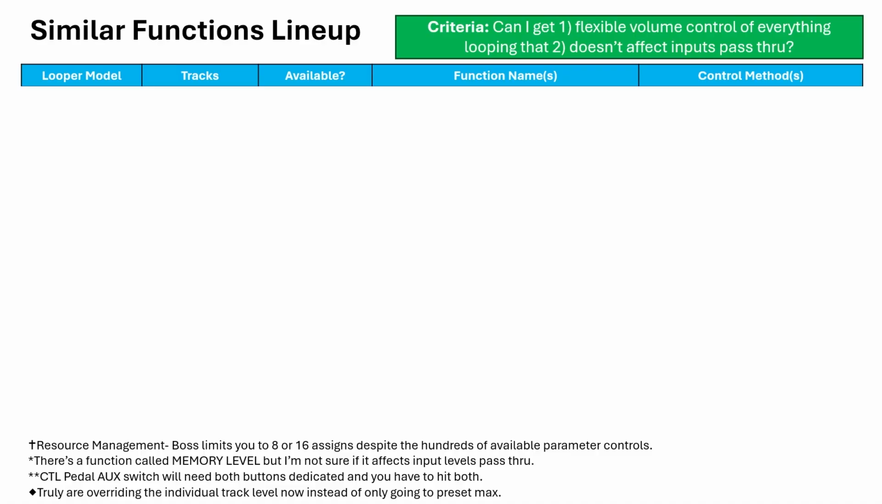This entire time I've been talking about the RC600 when describing this function, but this isn't just for the RC600. The criteria is this: can I get flexible volume control of everything looping? So that means volume trim, boost, fade out, and breaks in a song. And does it affect the inputs passing through? So can I do those things without affecting the volume of my microphone and my instruments? So here are the results.